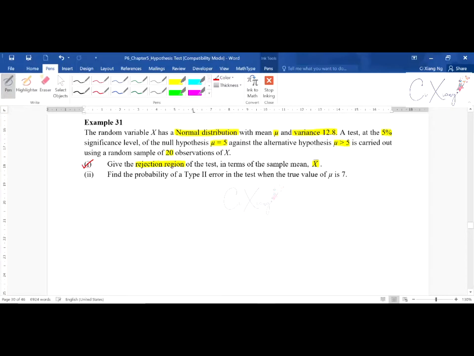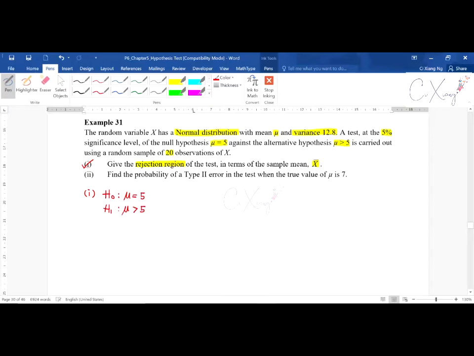So how do we find the rejection region of the test? Usually this is the part that is slightly more complicated, but to me, as long as you are very clear with the basic concept of hypothesis testing, then generally it won't be a very big problem for you. So I will write this out again. This is 5, then mu greater than 5.